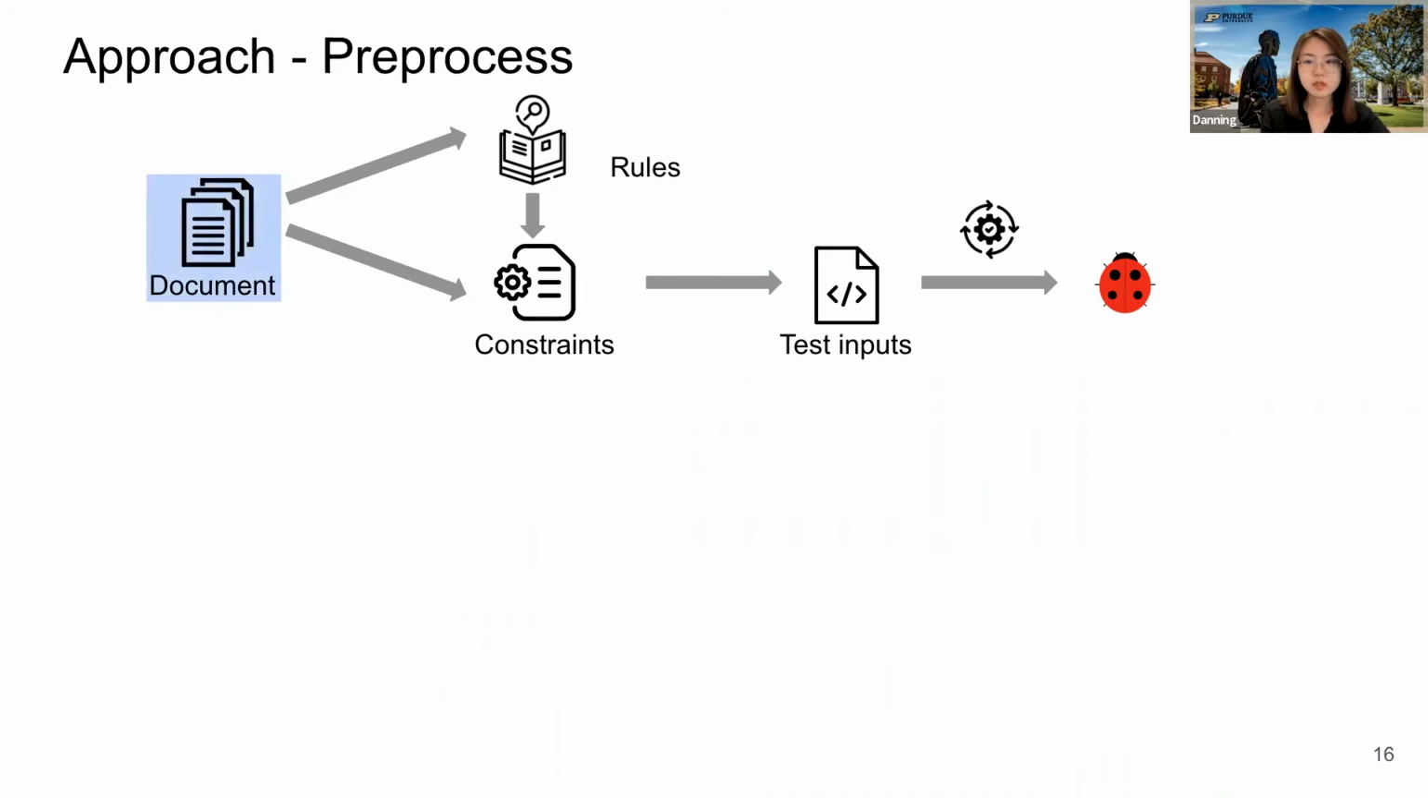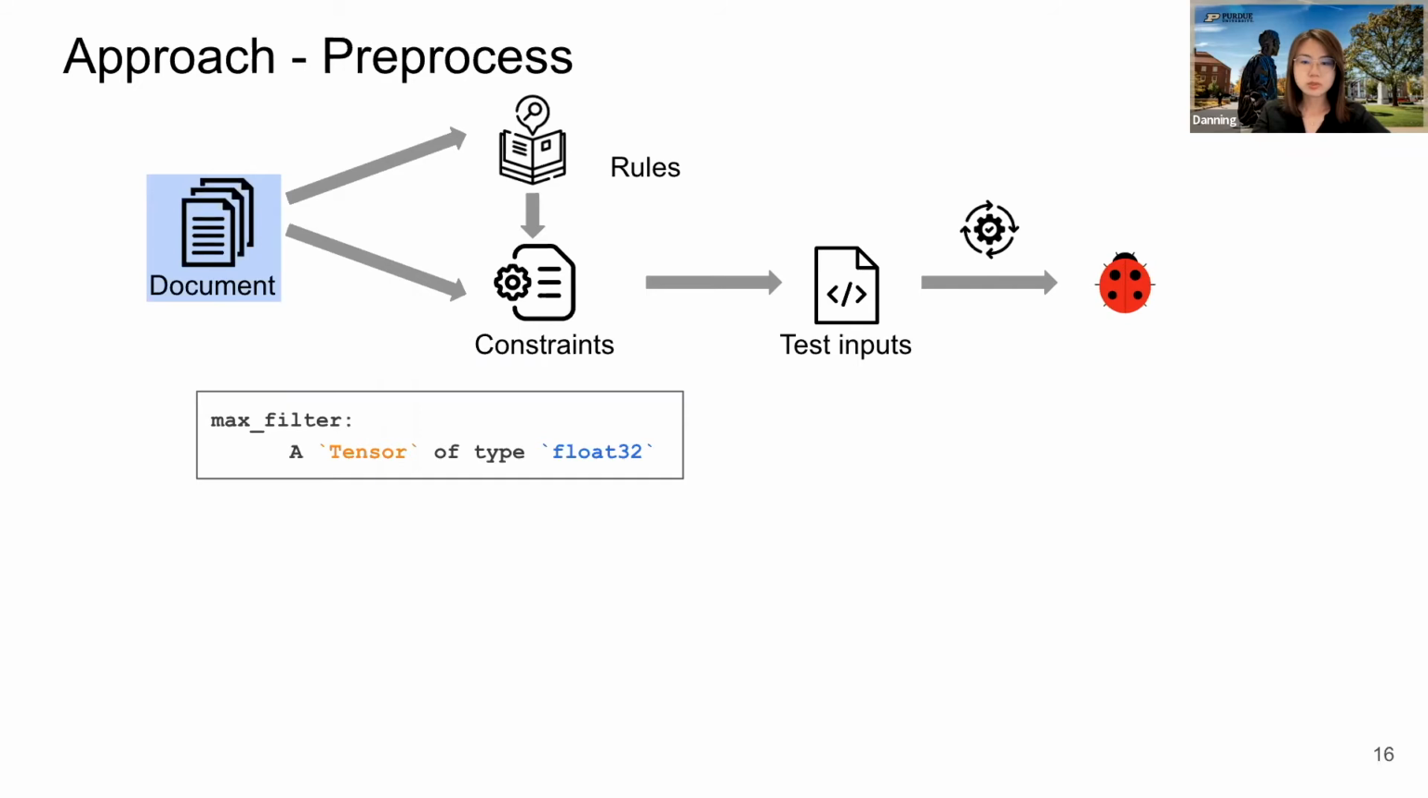Before it starts, DocTer performs 2 preprocessing steps on the document text, normalization and dependency tree parsing. For example, in this description for parameter max_filter, it says a tensor of type float32. We first normalize the sentence by replacing the structure type keyword tensor with D_structure and data type keyword float32 with D_type. Normalization helps DocTer to reduce the variance of text and focus on the syntactic patterns.